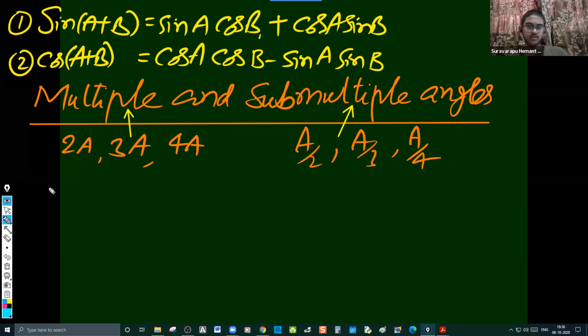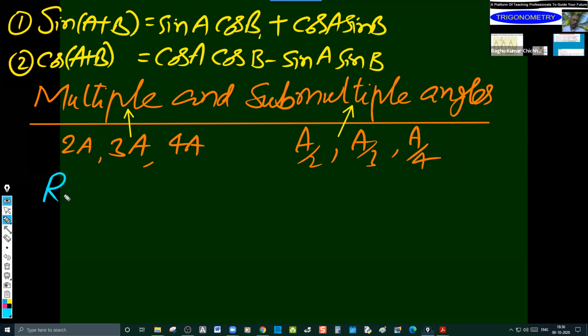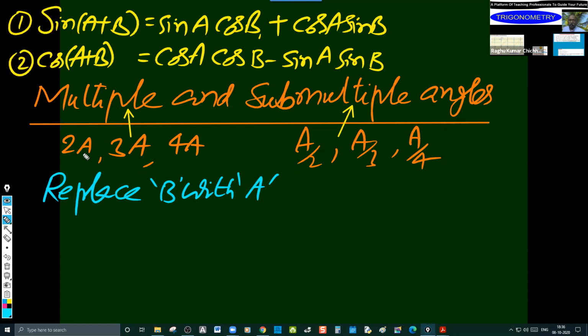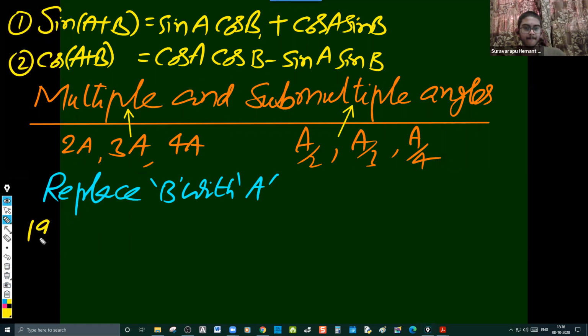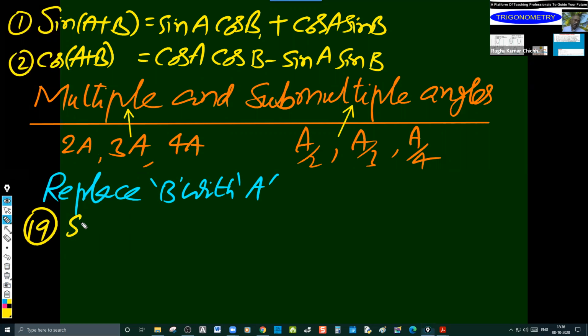A is equal to B. Replace B with A. Then what happens? You will get two more formulae. Come on, tell me, the number 18 we arrived already. 19th formula. Sine of A plus A is sine 2A, and this becomes sine A cos A plus cos A sine A, which is 2 sine A cos A.